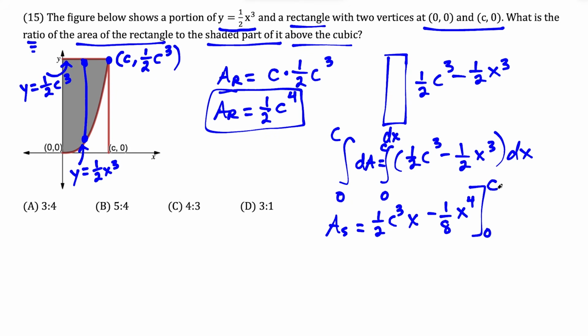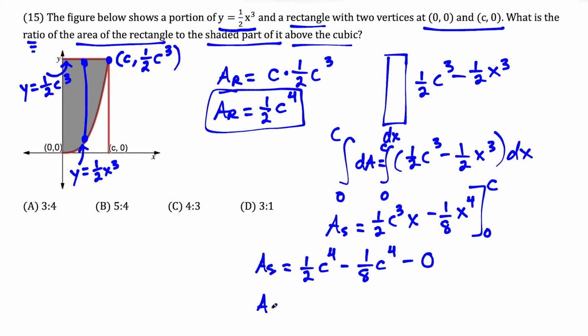So now I just tack on the limits of integration. And now we just go ahead and plug in. So the area of the shaded region is equal to, we plug in c for x, and we're going to get 1/2 times c to the third times c to the first, which is going to give us 1/2 c to the fourth. And then minus, we plug in c for x, and we're going to have 1/8 c to the fourth. And now minus, we plug in 0, and we get 0. So that part is going to be nice. So now we just have to subtract the fractions.